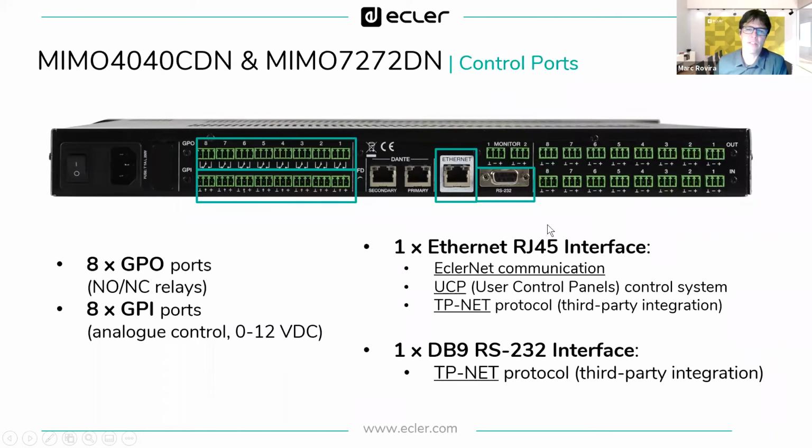GPIs, the RJ45 interface, this is for controlling purposes. You will need this connection to control it from EclerNet Manager or from a UCP, or to send commands through the network to the device. You will need to be connected. So there are two different network interfaces here. This one is for controlling, this one is for Dante.